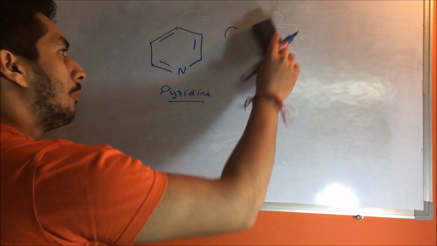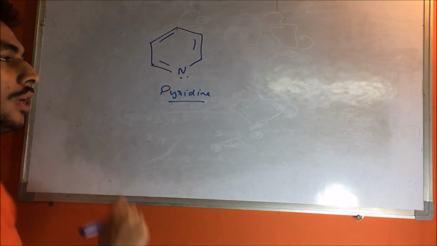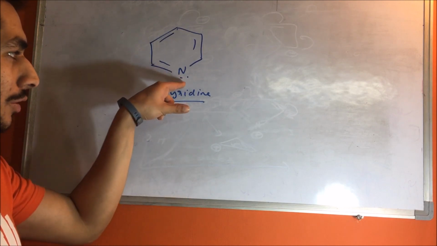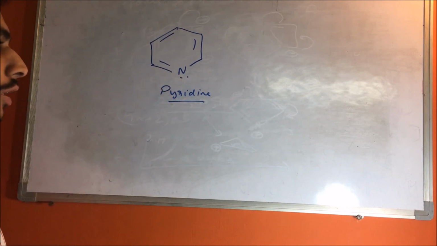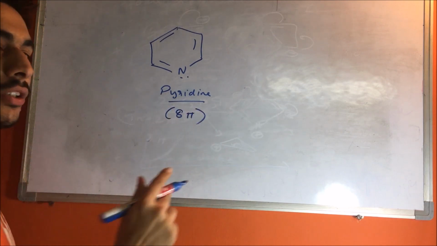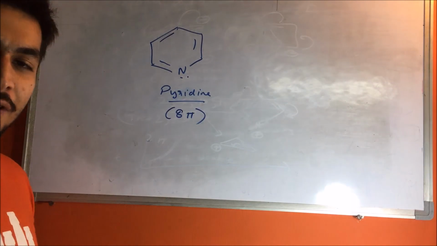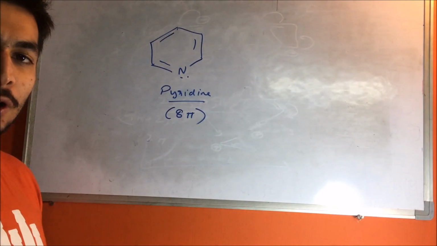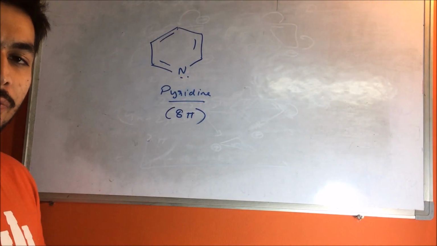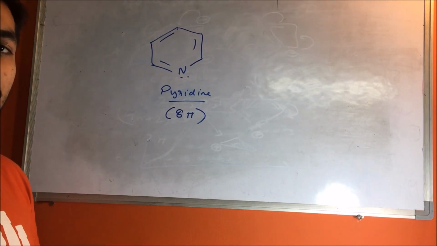But then why, in the case of pyridine, are we not taking the lone pair of electrons? Because in pyridine also we have a lone pair of electrons. If you consider the lone pair of electrons over here, then this becomes an 8 pi system. This is where a lot of students get confused about in which case we should consider the lone pair on nitrogen and in which case we should not, so they have chances of making a mistake.